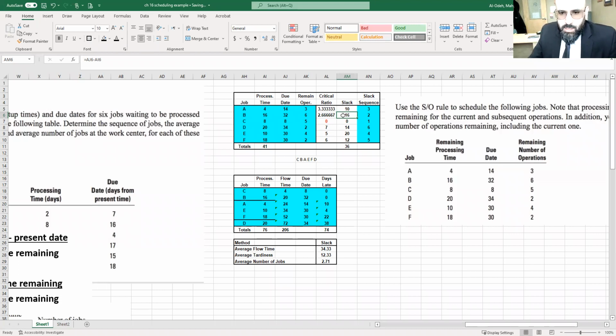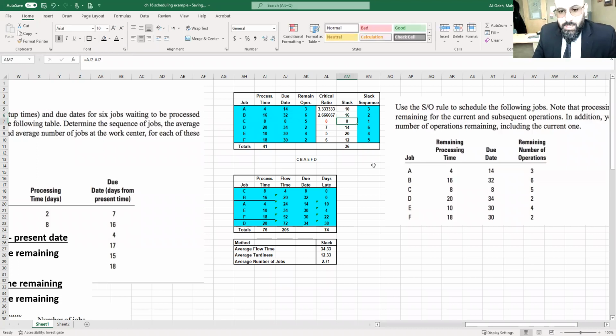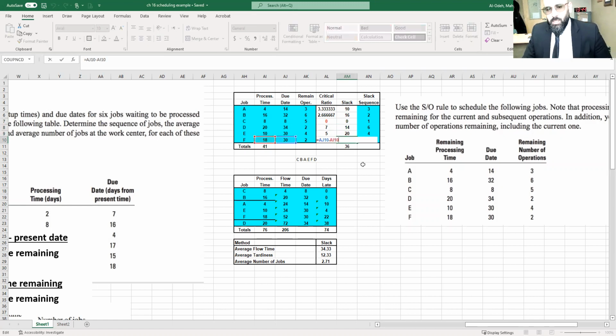Now moving into the next activity, which is job B, the slack would be 32 minus 16 because we are needed in 32, and we know that it will take 16 days. So that would be 16. For C, the slack time is 0 because the due date is 8 and the process time is 8. So we don't have much buffer for that. For D, we have a slack time or buffer time of 14, the difference between the due date and the process time, 20 and 12 as well.